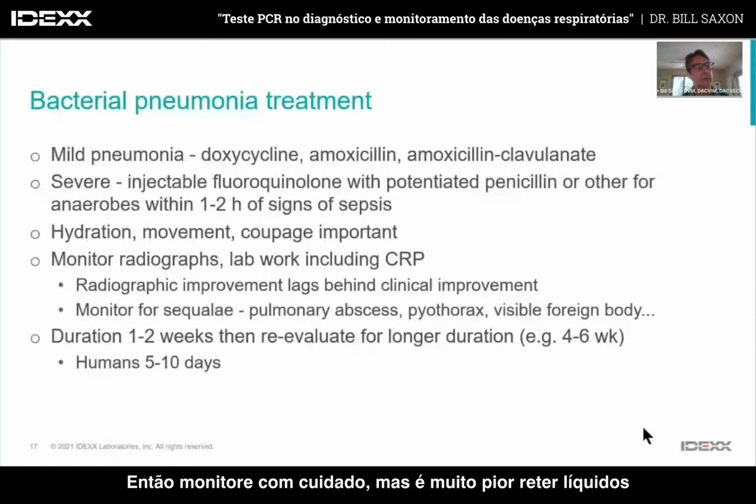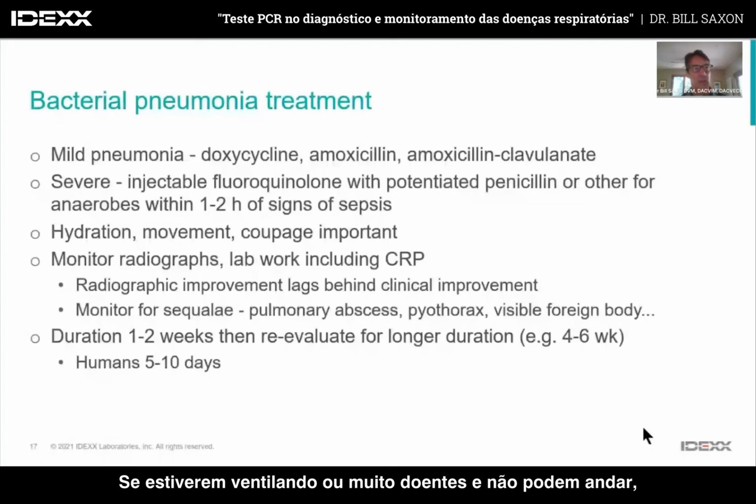So just monitor carefully, but it's way worse to withhold fluids, because that just keeps those infectious secretions in the lungs. And with any infection, drainage is the key, right? And how do we get fluids out of the lungs? We don't really drain the lungs. We just help the mucociliary apparatus work better by hydration, get them up and moving, and coupage.